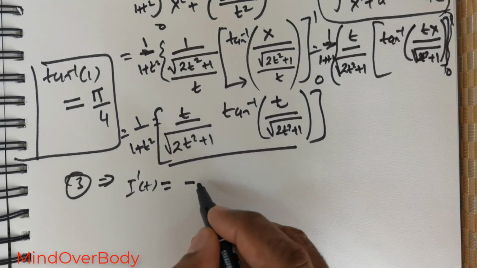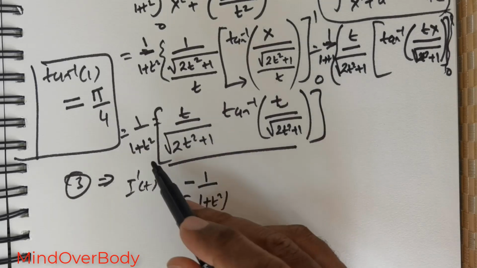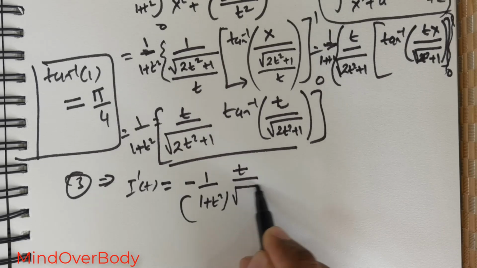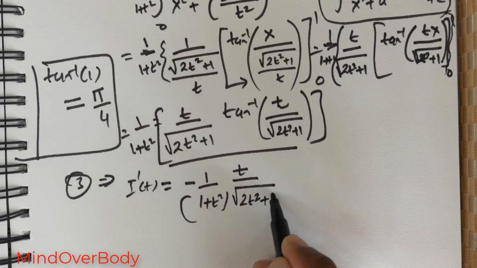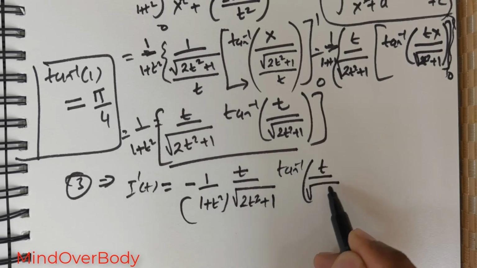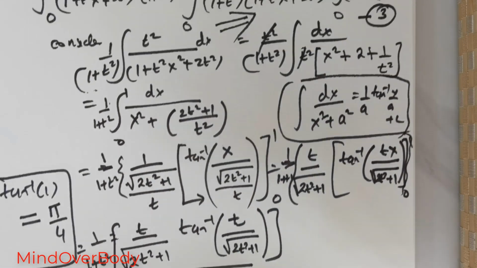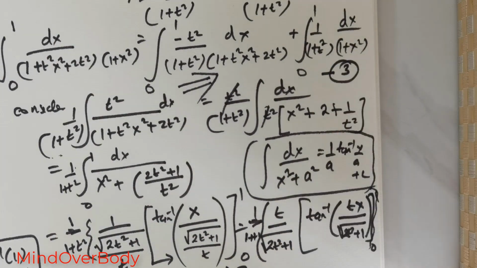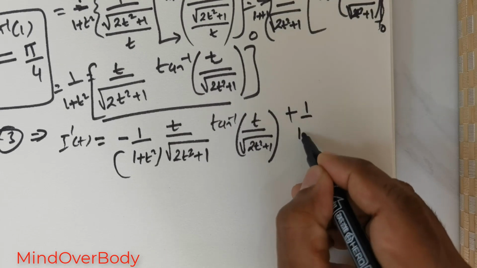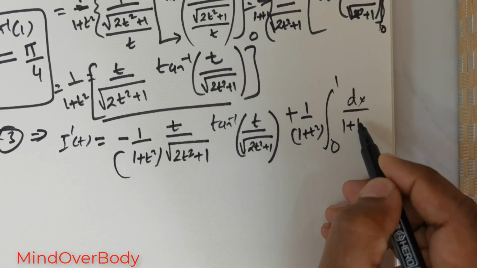So I got I dash of t to be equal to negative 1 over 1 plus t squared times this quantity. This quantity is t over root of 2 times t squared plus 1 times tan inverse of t over root of 2 times t squared plus 1. So this is the value followed by this value. You see this? Now I have not integrated that value. I need to integrate it. So 1 over 1 plus t squared times the integral from 0 to 1 of dx over 1 plus x squared.